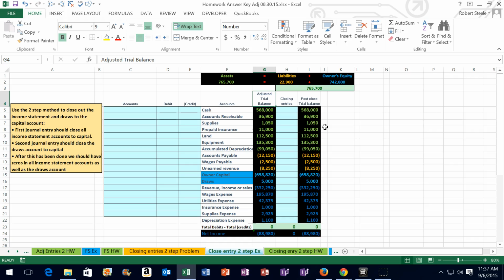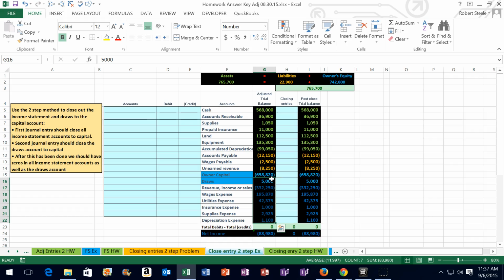Now we've created the financial statements and we are moving to the closing process, meaning that some of the accounts, being temporary accounts, the income statement and draws down here, need to go to 0 so that we can start over. So we need to clean those out, make them go to 0, put all that amount into the owner's equity account in order to start the new time period.